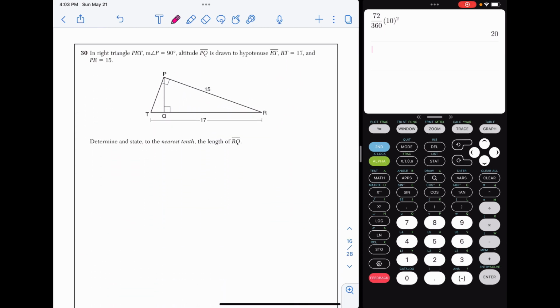Number 30. In right triangle PRT, P is 90, an altitude is drawn, RT is 17, PR is 15. We want the length of RQ. These are questions on which I use the shortcuts HILS or SAS. If you watch any of my other Regents videos, you'll see me kind of explain that.